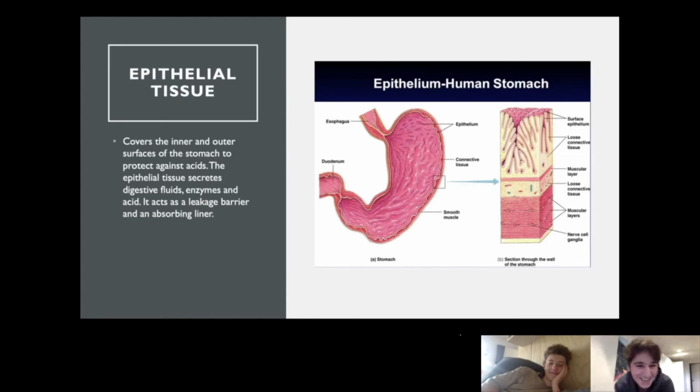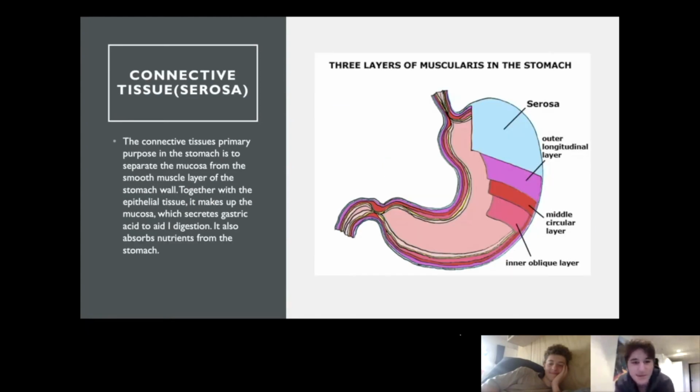It acts as a leakage barrier and an absorbing liner. Connective tissue, or known as serosa. The connective tissue's primary purpose in the stomach is to separate the mucosa from the smooth muscle layer of the stomach wall. Together with the epithelial tissue, it makes up the mucosa, which secretes gastric acid to aid digestion. It also absorbs nutrients from the stomach.